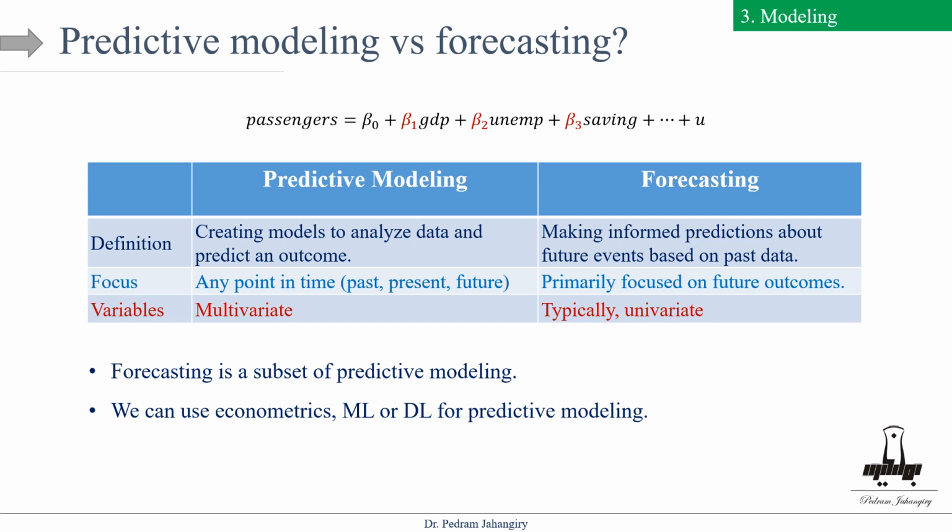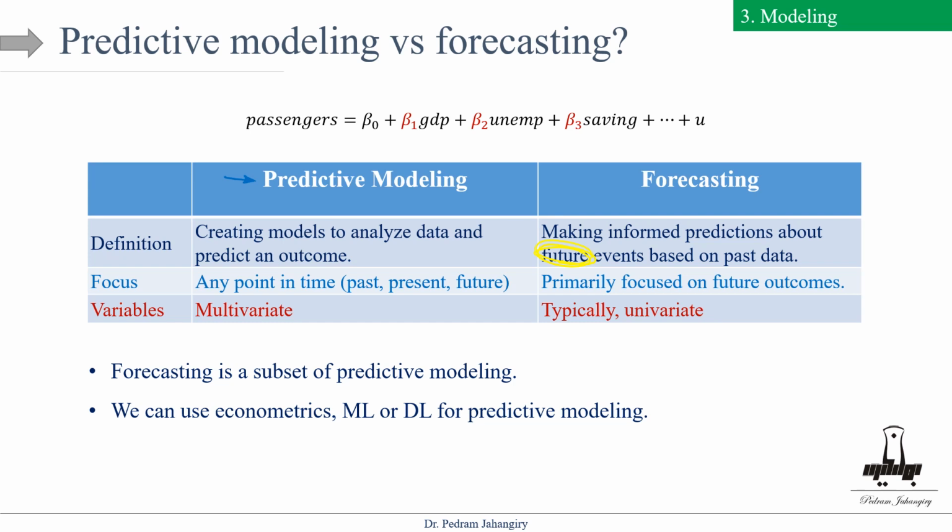In predictive modeling, the definition is something like this: you're creating models to analyze data and predict an outcome. Depending on what kind of data you have, you can do cross-sectional modeling, multivariate, panel, and so on. In forecasting, however, you're making informed predictions about the future. So the key term is future. It's all about future events, based on the past data.